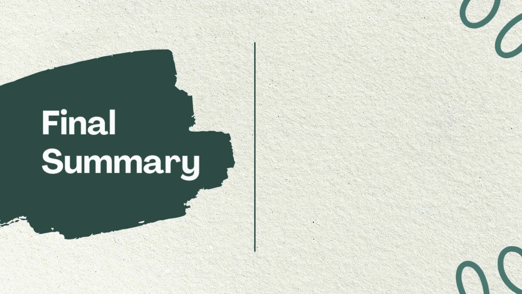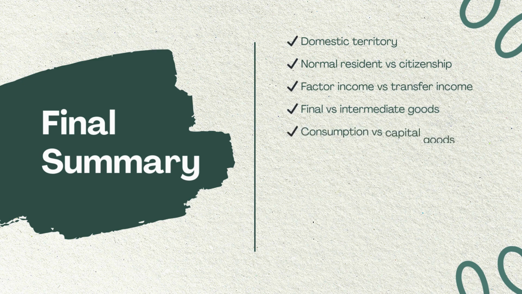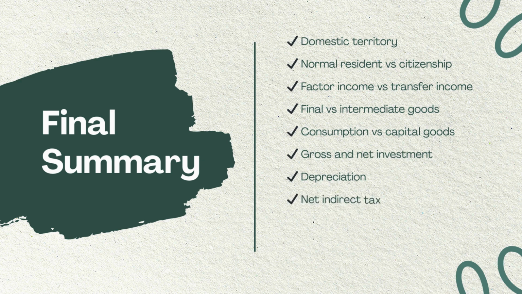So students, today we revised domestic territory, normal resident versus citizenship, factor income versus transfer income, final versus intermediate goods, consumption versus capital goods, gross and net investment, depreciation, net indirect tax, factor cost versus market price, net factor income from abroad.